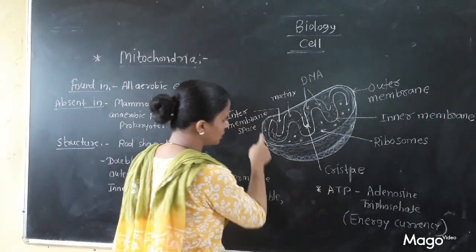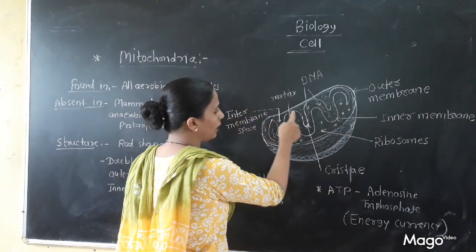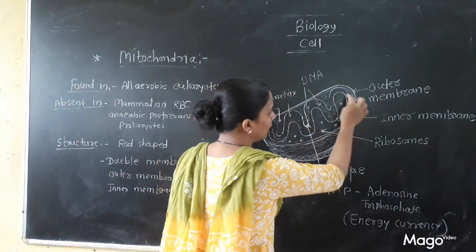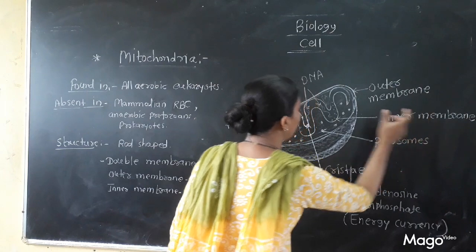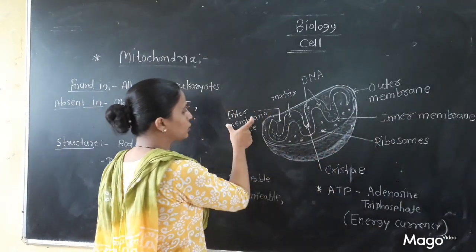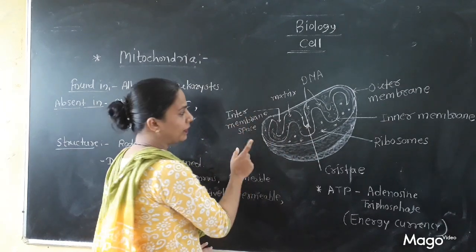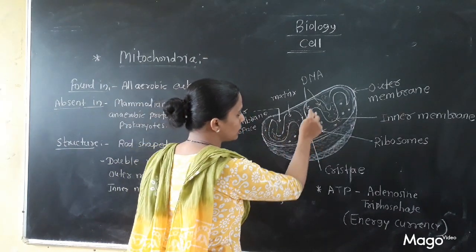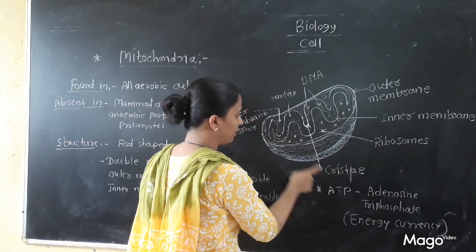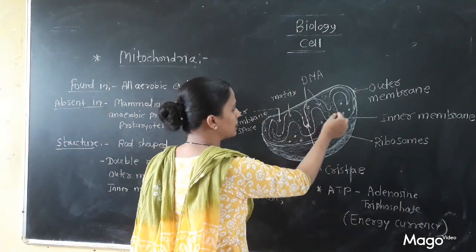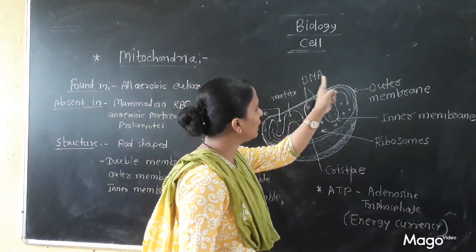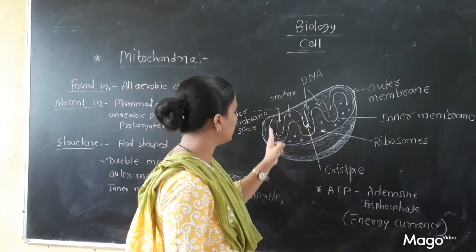Two membranes are there. This is the outer membrane, and the folded membrane is called the inner membrane. In between the outer membrane and inner membrane, some space is there, called the intermembrane space. Then these folds look like human fingers, and they are called cristae. Some jelly-like substance is present inside the cristae, which is called the matrix. Also you can see in the diagram, DNA and ribosomes are present in this structure.